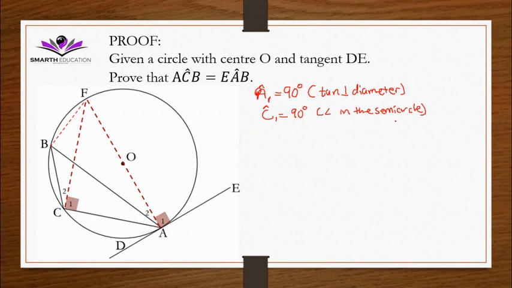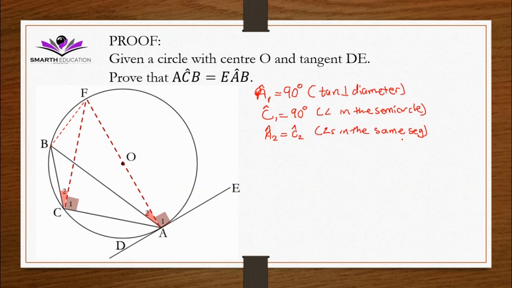And then now we have our chord BF there. It subtends angle A2 and angle C2. So we can say that angle A2 is equal to angle C2. Why? Because these are angles in the same segment. Okay, do you see that?